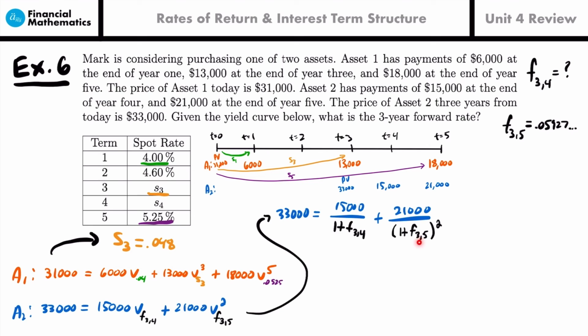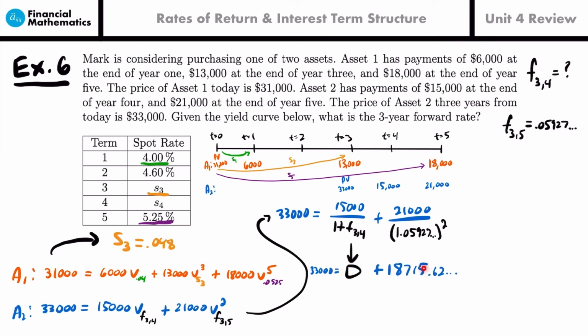All right, now we know what F sub 3 comma 5 is. It's right here. So let me just rewrite that with the actual forward rate, we'll have 1.05927 squared. If you do this in your calculator, you should get about $18,715 and about 62 cents. And so you have 33,000 equal to this right here. I'm just going to represent that like this. I'm going to put a little square there. This would be right here.